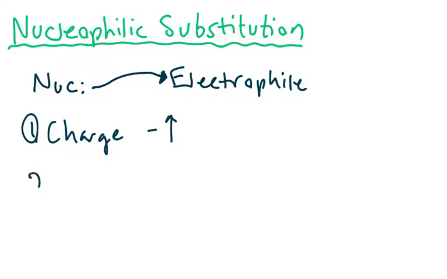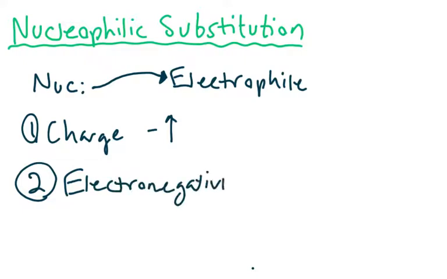The second thing we consider, and the second and third things are kind of both under the same umbrella, is electronegativity. And actually, it's kind of weird because we want electronegativity to be down. And the reason why is if your electronegativity is too high, you're going to hold on to your electrons too much and you're not going to want to share them with an electrophile, right?